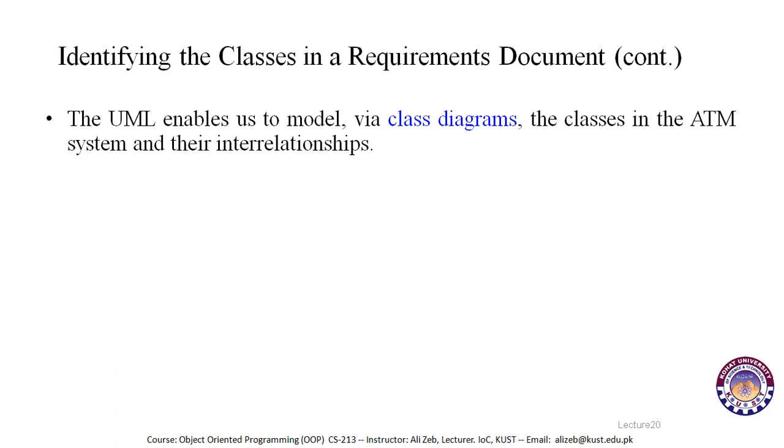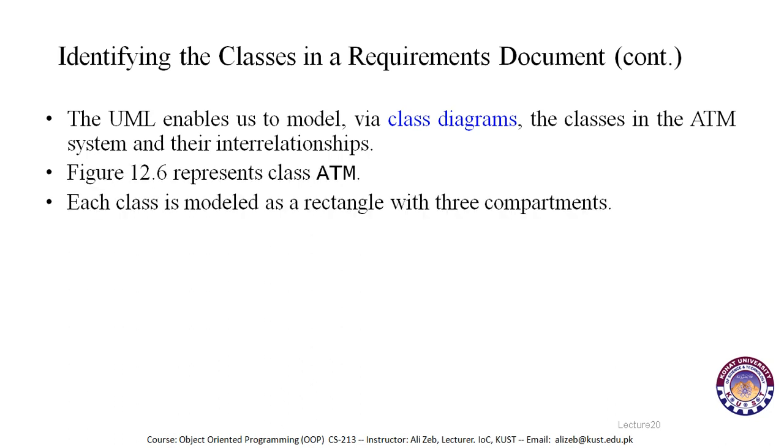Now, a UML diagram enables us to model, with class diagrams, the classes in the ATM system and their interrelationships. Figure 12.6 is in this slide. You will not find this chapter in your book since this is from one of the older editions of the book. But you will find most of the details in these slides.